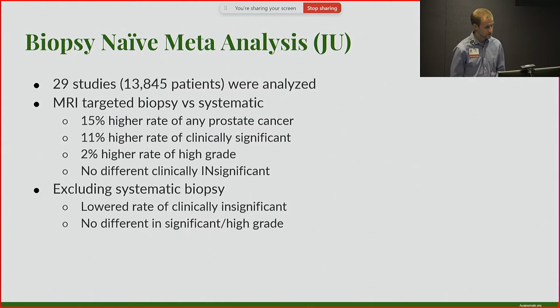There were a couple of meta-analyses that are out there. One's from the Journal of Urology that looked at 29 studies, 13,000 patients, a whole lot more than 500, looking at MRI-targeted biopsies versus systematic. Again, higher rate of detection of any prostate cancer, higher rate of detection of clinically significant cancer. They only had a 2% higher rate of high-grade cancers, but there was no difference in this review of clinically insignificant cancers. When you took the systematic biopsy component away from doing a targeted biopsy, they did actually lower the rate of clinically insignificant prostate cancer, and they did not find any difference in significant or high-grade cancer.